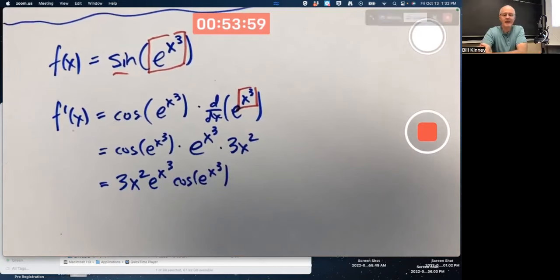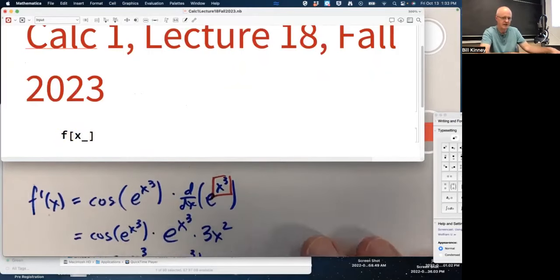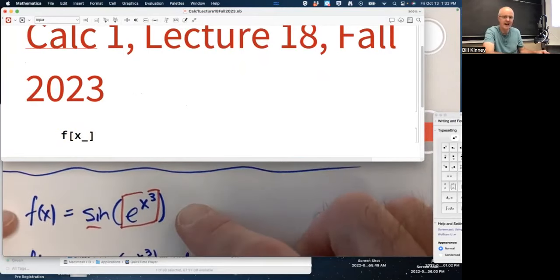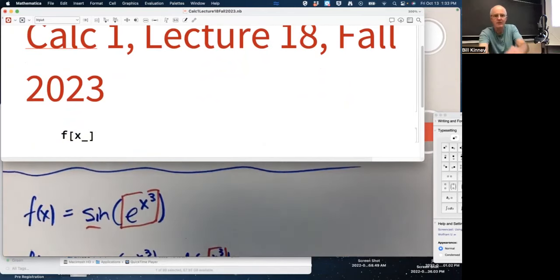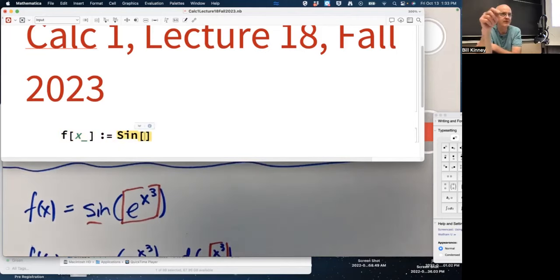Let's double check this on Mathematica. The original function is this one, sine of e to the x cubed. Here's one thing to pay attention to. Use a capital S-I-N. Mathematica built-in functions like sine and cosine, for example, must start with capital letters. Inputs have square brackets, not parentheses.